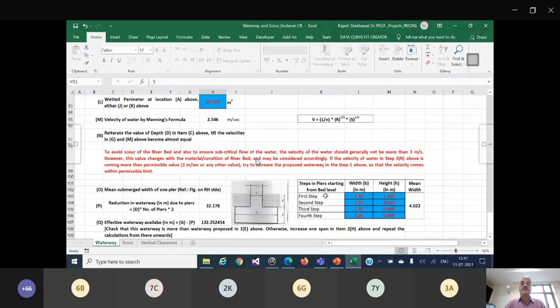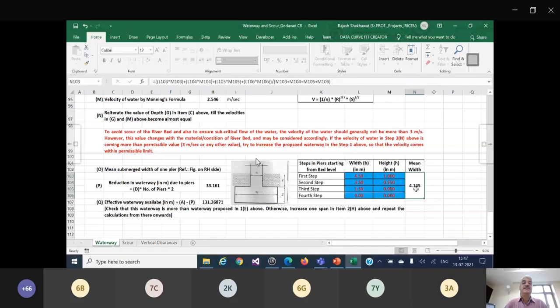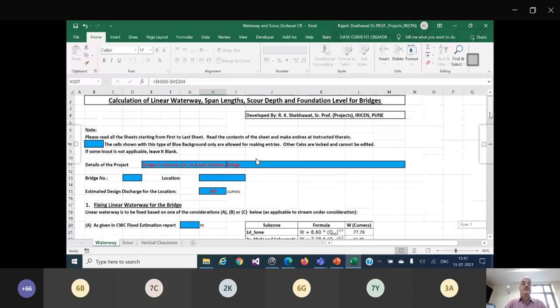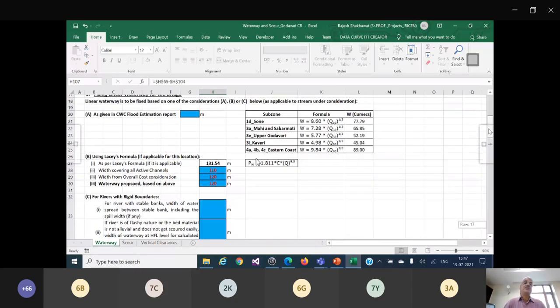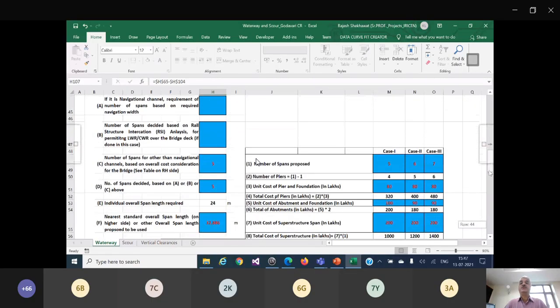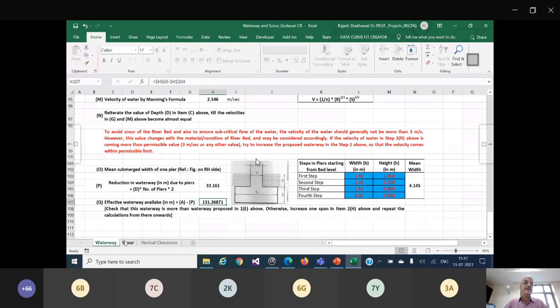So for this pier, first step, how much is in water. Let us say its width is 4.5 meter and height is 1 meter, this H1. Second, sorry, this bottom one 4.5, top one 3.5. So height of water will be only 0.55. Total was 1.55, and other, if there are 3 projections, you can put 3 or 4. So here this is submerged mean width, and based on that, the effective waterway now after this is 131. And what was our requirement? Our requirement was 120. So it means we are providing more than that waterway. So this waterway is sufficient. Otherwise, again, you can change.